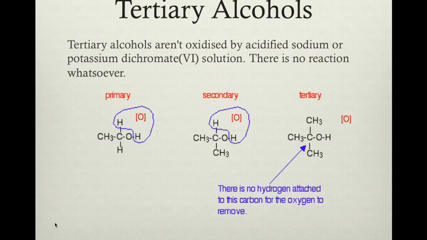You will see now the differences between primary, secondary, and tertiary alcohols. In a tertiary alcohol, there is no hydrogen attached to the carbon that has the OH group. Therefore, there can be no pulling off of a water. There can be no oxidation of a tertiary alcohol.